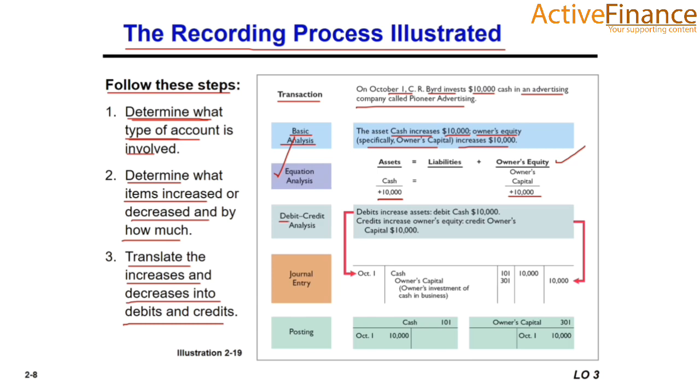In the third step, we analyze the debit and credit. Debits increase assets, so debit cash 10,000, and credits increase owner's equity, so credit owner's capital 10,000. So both accounts increase by 10,000. We will record this in the general journal, as we learned.